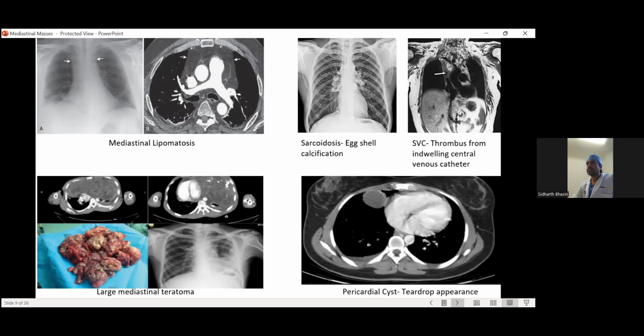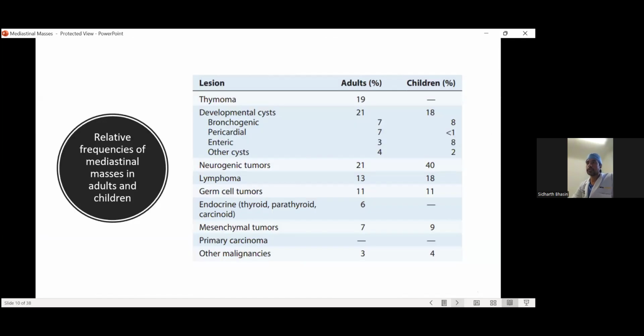Going to the next slide, just relative frequencies. If you encounter a mediastinal mass in adults or children, how often do you think what it should be? The most common ones in adults are thymomas, developmental cysts, and the neurogenic tumors. These are the three that should always be in your differential when you're seeing an adult patient with this. That being said, you also have high incidences of lymphoma and germ cell tumors. And then the rare ones are the endocrine masses, the mesenchymal tumors, and other malignancies. Although the endocrine ones are the rare ones, they are more vocal, like you'll get more symptoms in a thyroid or parathyroid carcinoid.